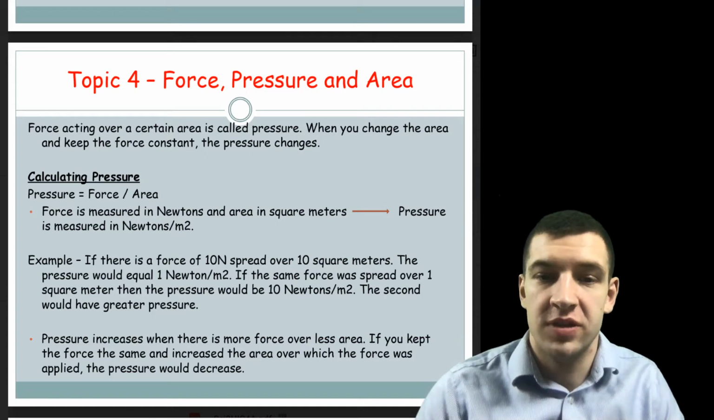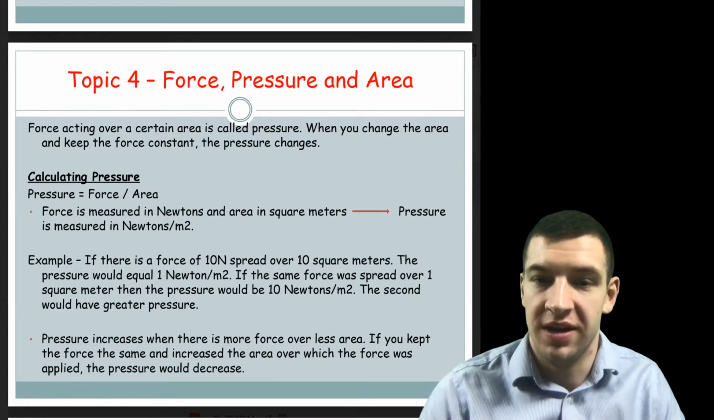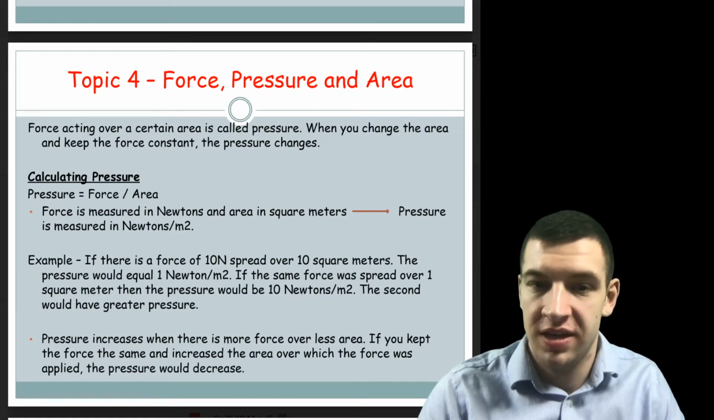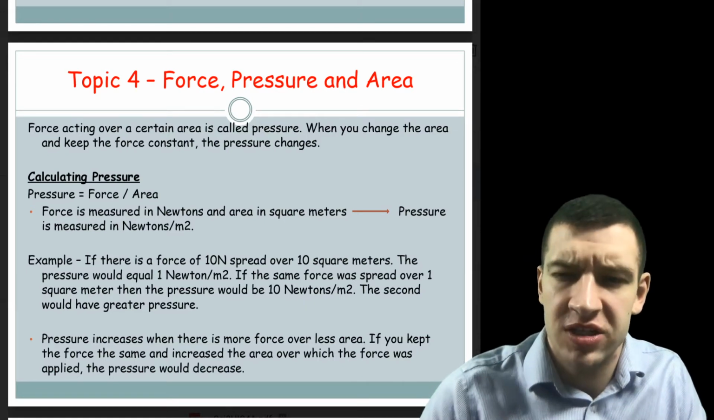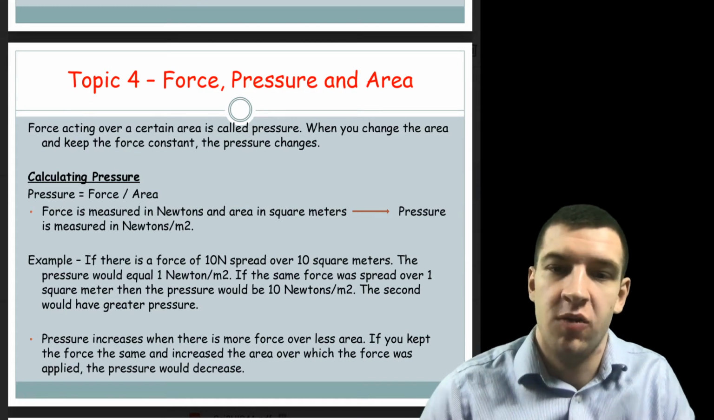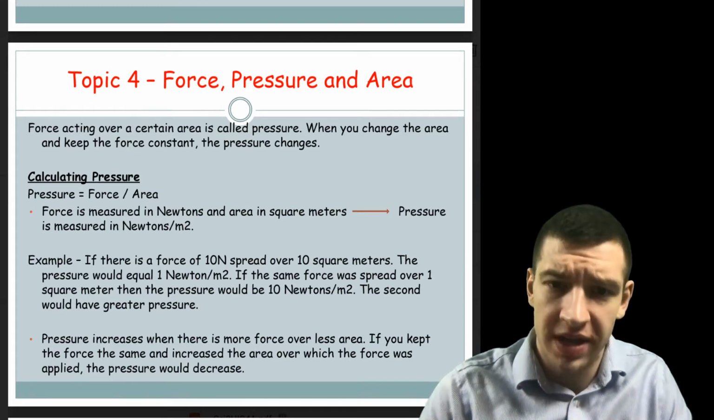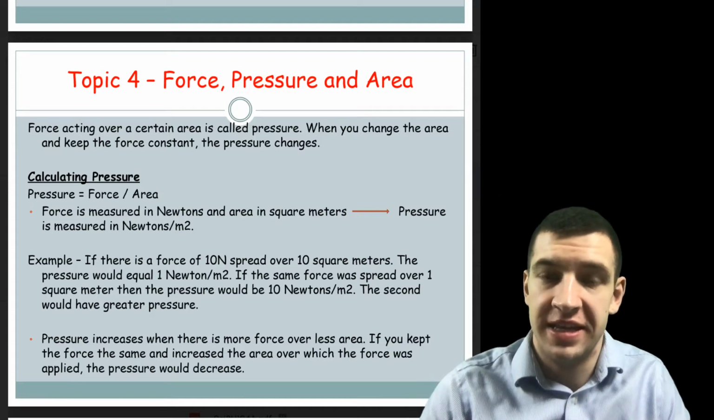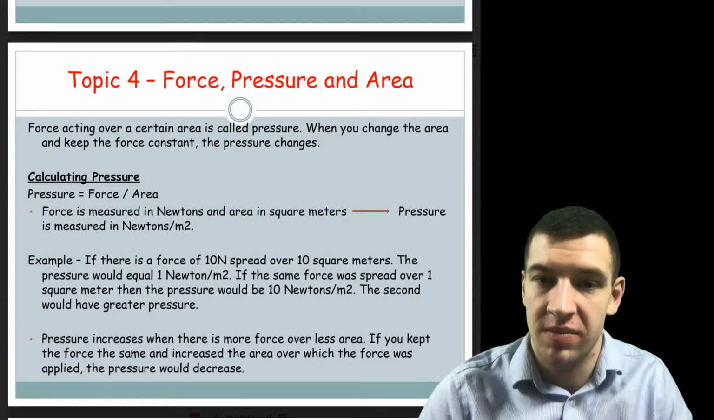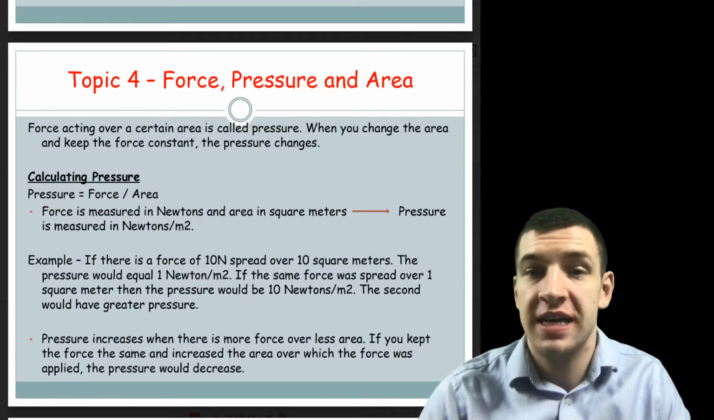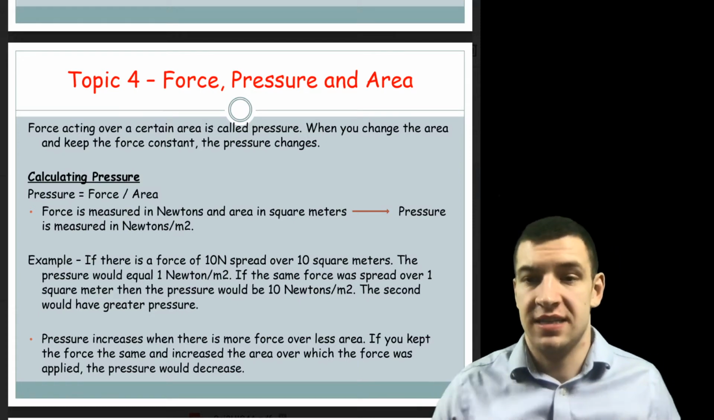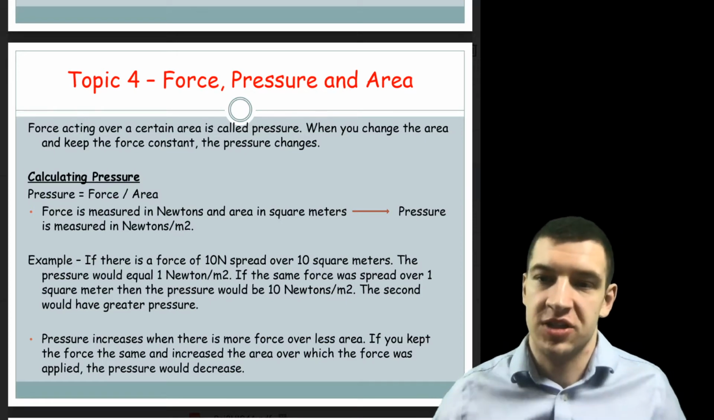If there is a force of 10 newtons spread over 10 square meters, the pressure would equal 1 newton per square meter. If the same force was spread over 1 square meter, the pressure would be 10 newtons per square meter. The second would have greater pressure. So again, it's all about how much you are spreading those newtons around. If you only have 1 square meter to spread 10 of them around, all 10 of them are going to be in that 1 square meter. But if you have 10 newtons over 10 square meters, that means each newton has its own square meter to deal with, so the pressure is less.